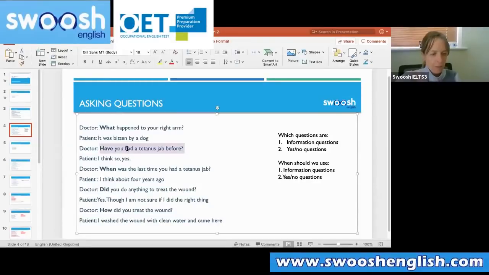We have, so the main verb is to have, right? To have a tetanus jab, right? And the auxiliary verb is also have. So have you had? So have here is helping this main verb. And we use an auxiliary verb because we're using the present perfect tense. And the present perfect tense always has the auxiliary verb plus the main verb.